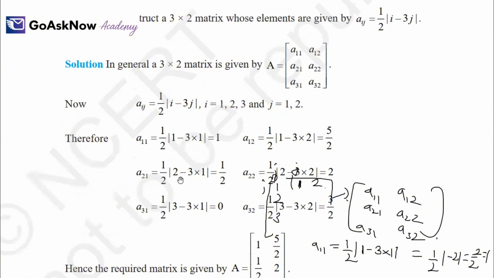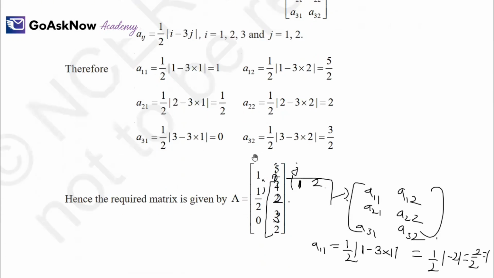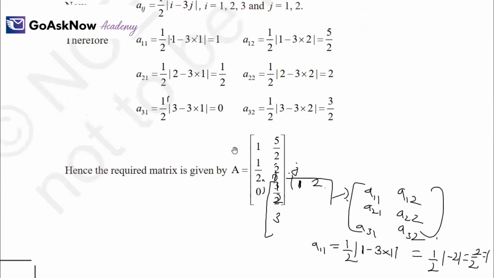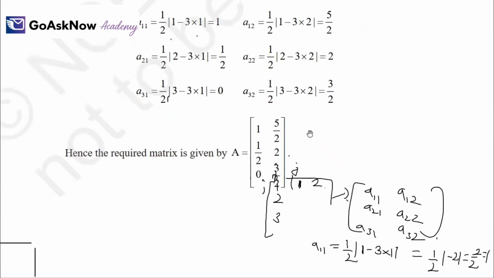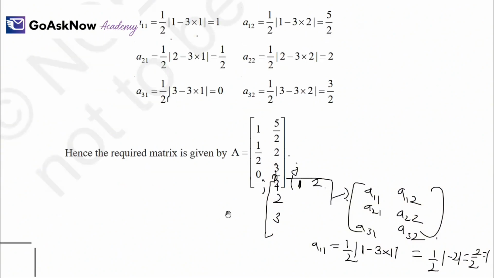a21 is half into mod of 2 minus 3 into 1, which is equal to 1 by 2. And similarly, a22 is 2, a31 is 0, and a32 is 3 by 2. Just substitute the values of i and j, and you will get the result. After taking mod, you will get positive values for each element. Then substitute them in the respective positions, and you will get the final answer. This is your required matrix: 1, 5 by 2, 1 by 2, 2, and 0, 3 by 2.